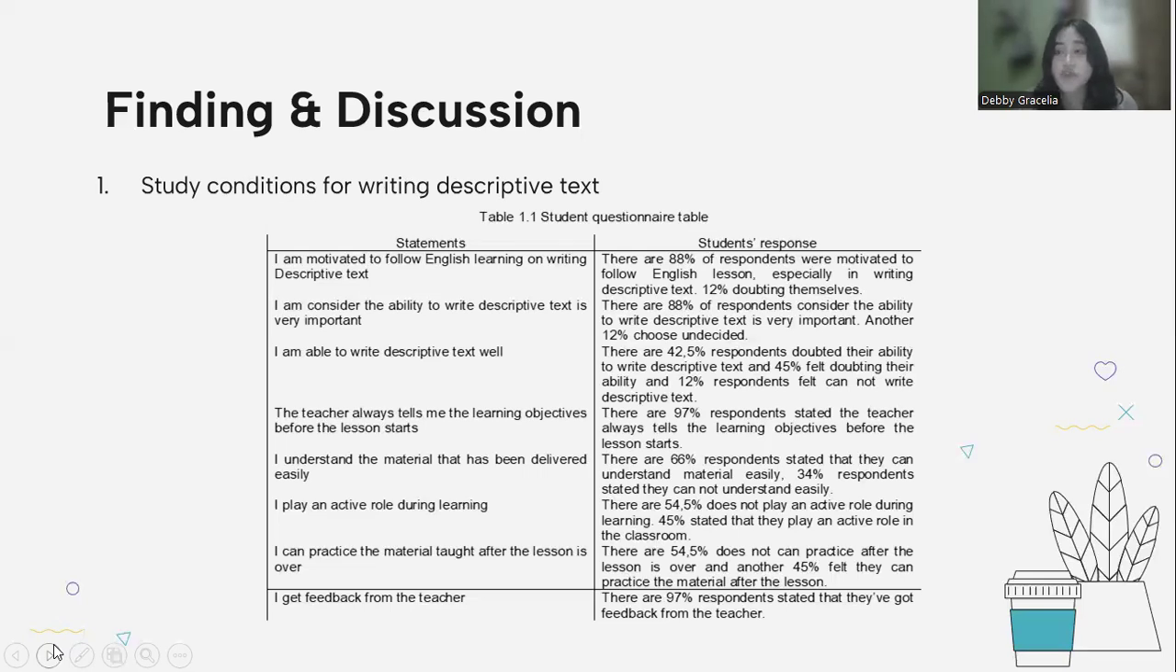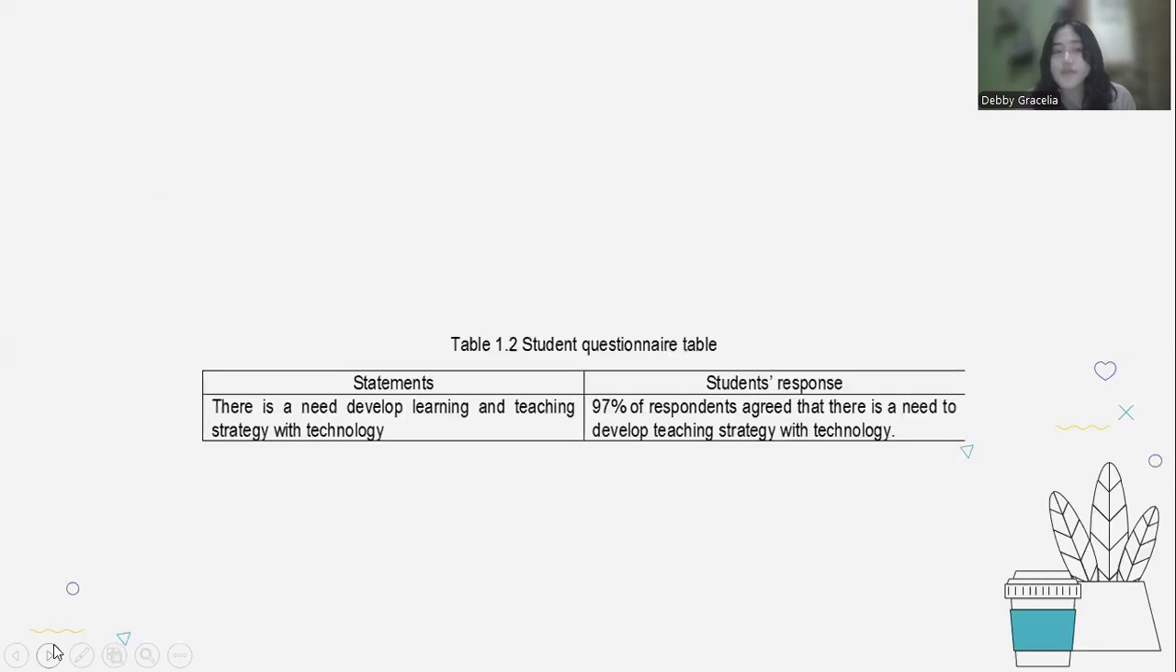It is important for the teacher to give feedback or evaluation to the students, because with their feedback, students can learn to analyze where the mistake is, and they can learn how to do it the right way. And there are 97% of respondents who stated that they got feedback from the teacher.